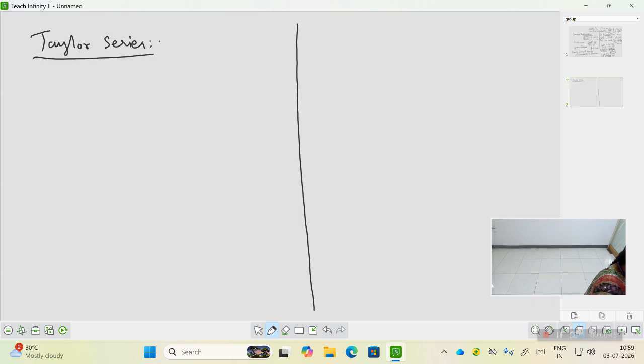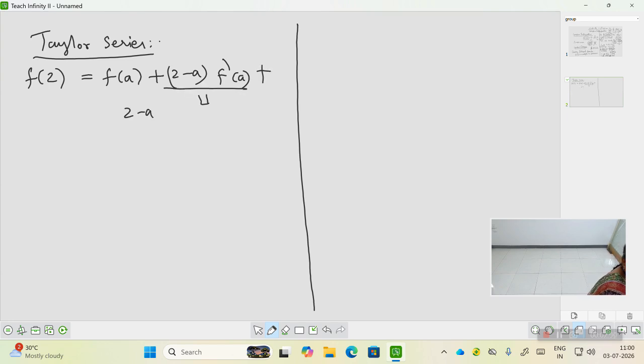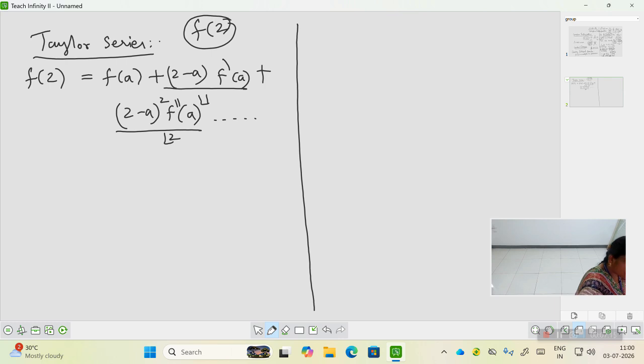Taylor series. Generally I can expand f of z as f of a plus z minus a f dash of a by factorial 1 plus z minus a whole square f double dash of a by factorial 2, etc. So what is the use of this Taylor series and Laurent series? It is used to expand the analytic function in powers of z. In powers of whom? z. So which is very important. Taylor's and Laurent's plays an important role in expanding the analytic function in terms of powers of z.